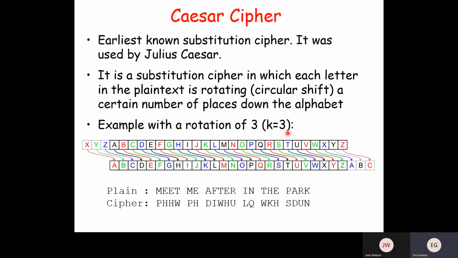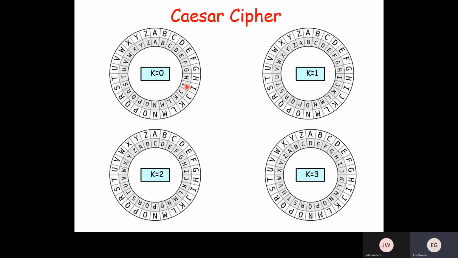So this will be a key of 3. Here we have an example to show that it is circular. Outside we have the plain text. Inside we have the cipher text. If I decide to shift 1 position, A will become a B, B will become a C, C will become a D, and so on. Z will become an A. So this is the plain text and this is the cipher text.